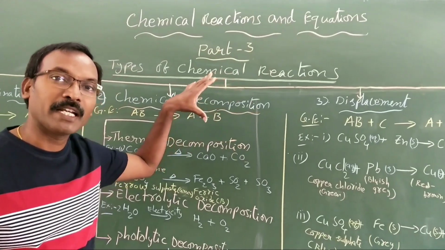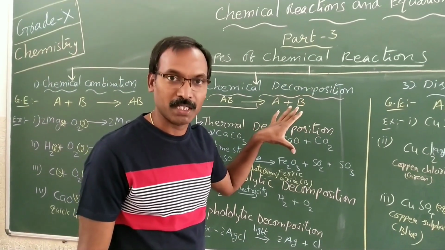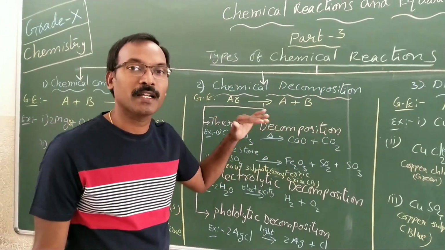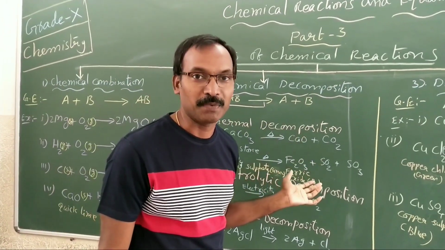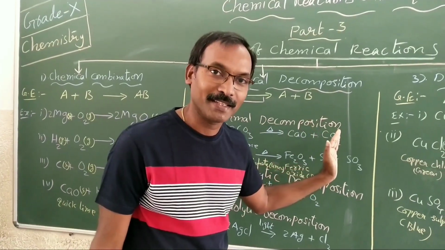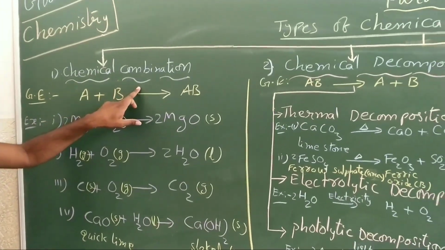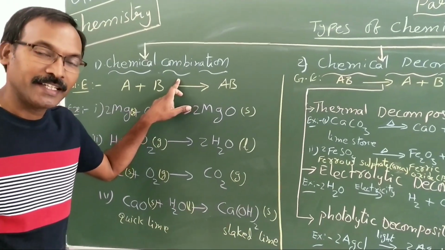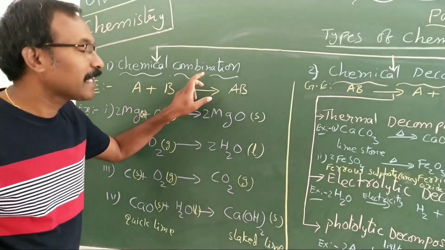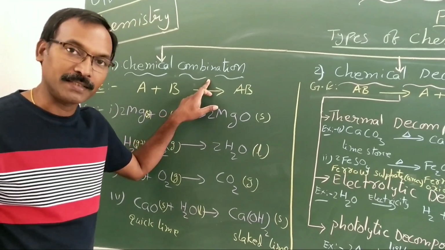Different ways of chemical reactions occur in our day-to-day life, in our surroundings, in the environment. Based on specific characteristic features, those are classified into 4 types. For your level you will be understanding these 4 types. Out of those, the first one is chemical combination reaction. Combination itself gives the clarity that it is combining one with another.